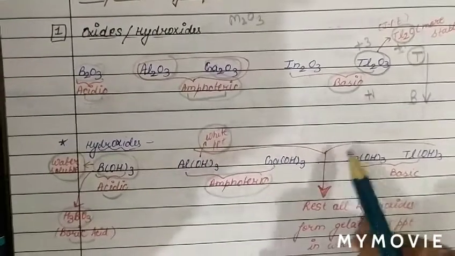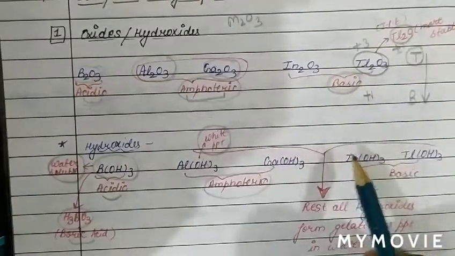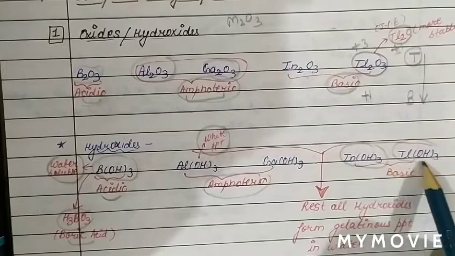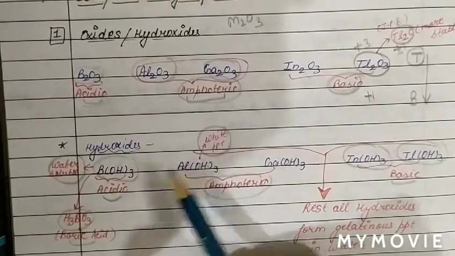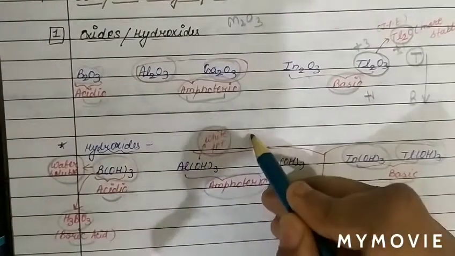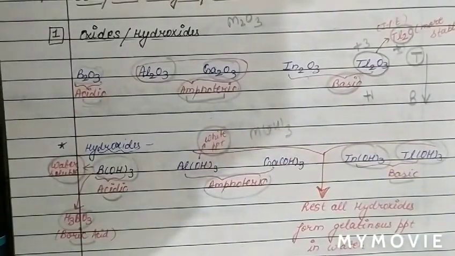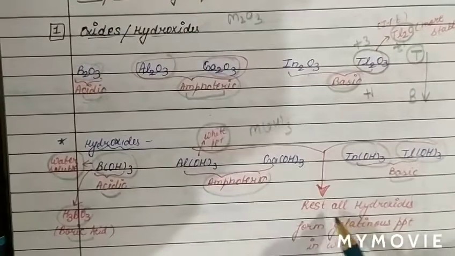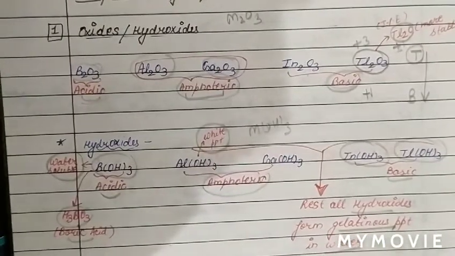Now as we know, indium oxide and thallium oxide are basic in nature, so their hydroxides, indium hydroxide and thallium hydroxide, are also basic in nature. Due to the +3 oxidation state they form hydroxides of type M(OH)3. The rest of the hydroxides form a gelatinous precipitate in water.